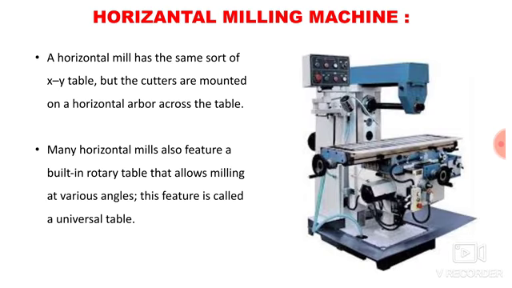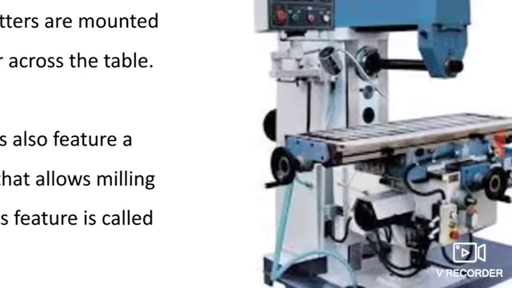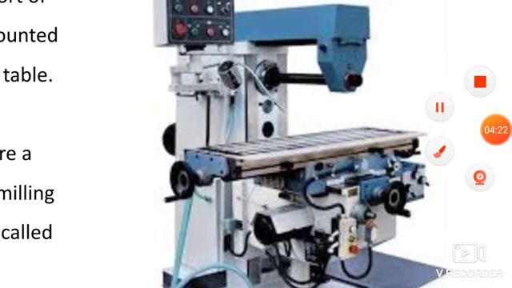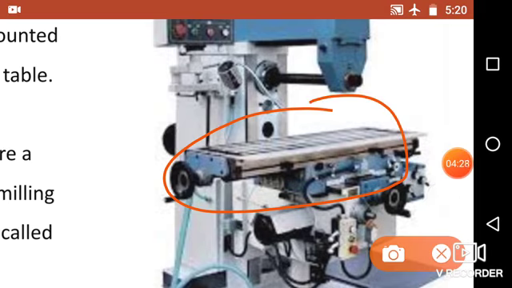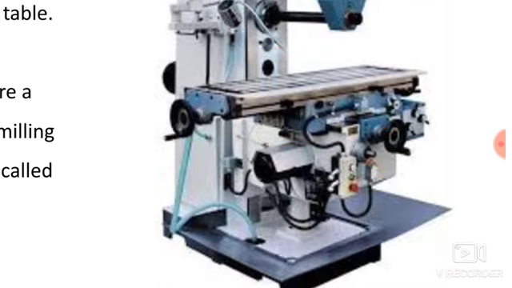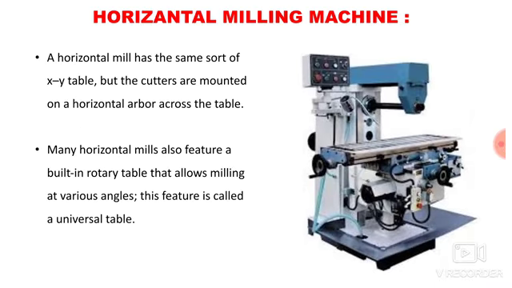Even in a horizontal milling machine you can rotate this table. Now this is nothing but the table of the horizontal milling machine. This portion is known as the table. In some horizontal milling machines you can rotate the table, and if you are able to rotate the table of the machine, then it is known as a universal table. That is all about your horizontal milling machine.